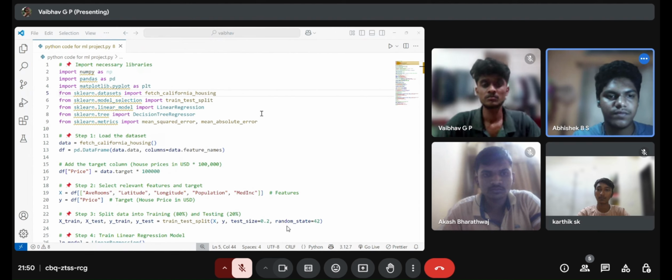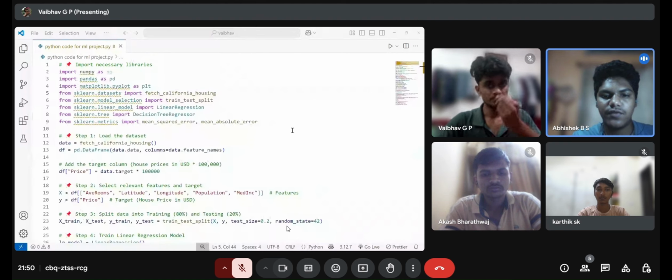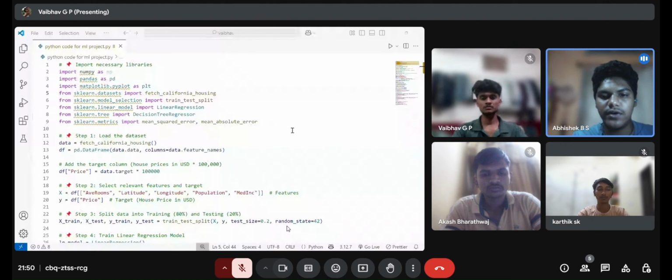Next, step 2. The data is fetch_california_housing. Loading the dataset: fetch_california_housing loads the real world house price data from California. Convert the dataset to a data frame. pd.DataFrame with data.data and columns as feature names converts it into a structured table.